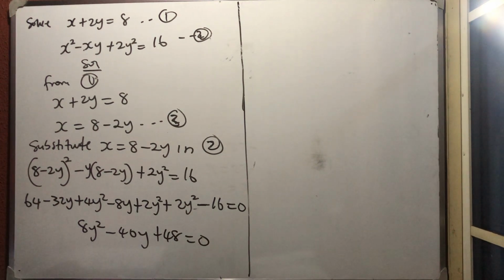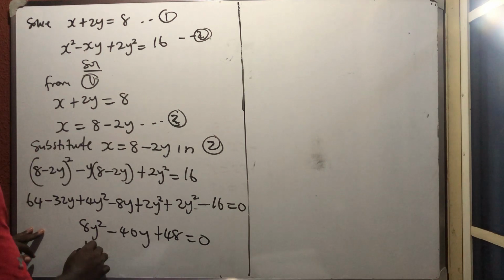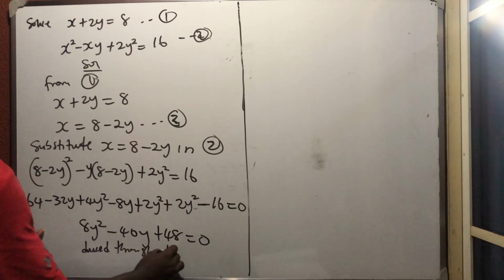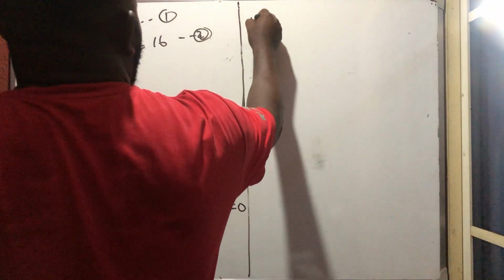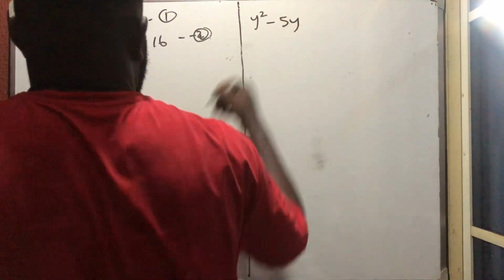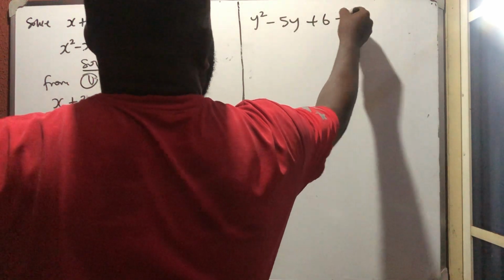So if you look at that, 8 can divide everybody. So no need of wasting my time. Let me divide everybody by 8 to reduce it, because 8 can divide everybody. Divide through by 8, so that I will reduce my equation. 8 divided by this, I have y squared. 8 divided by this, I'm having 5y. 8 divided by this, I'm having 6 is equal to 0.